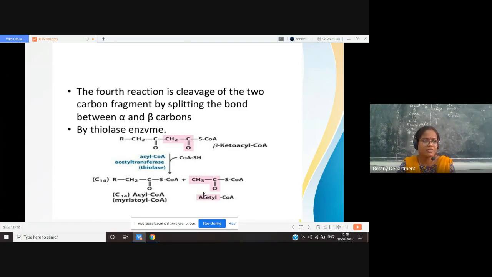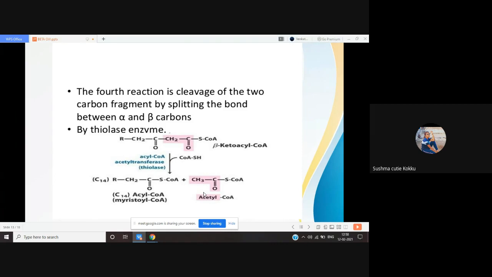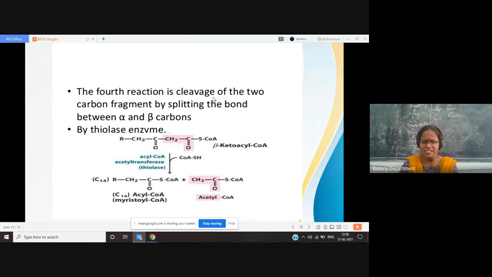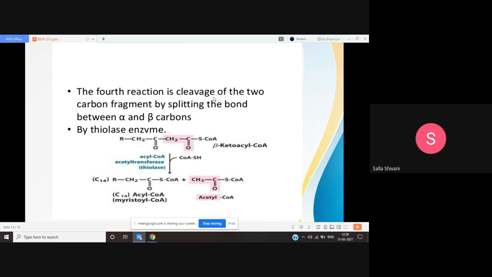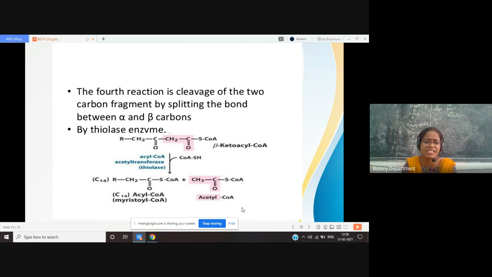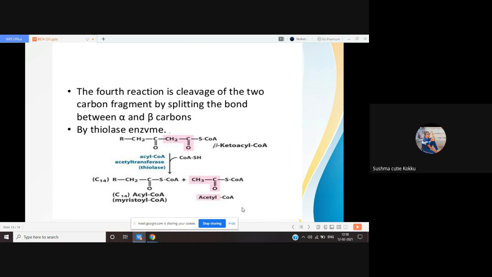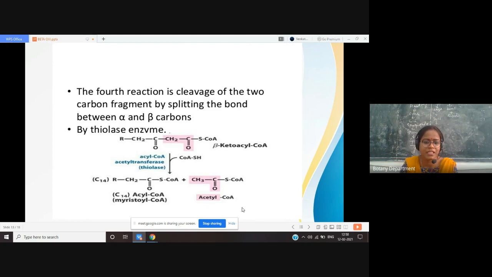Did you understand? I said in the first slide, palmitoyl CoA has how many carbons? 16 carbons. So one cycle gives how many carbons of acetyl CoA? Observe this acetyl CoA structure and tell me how many carbons are there in acetyl CoA. See these products which are formed from the cleavage.